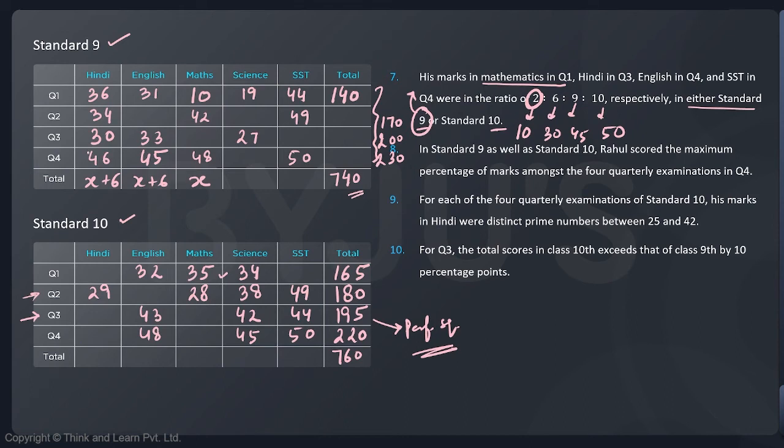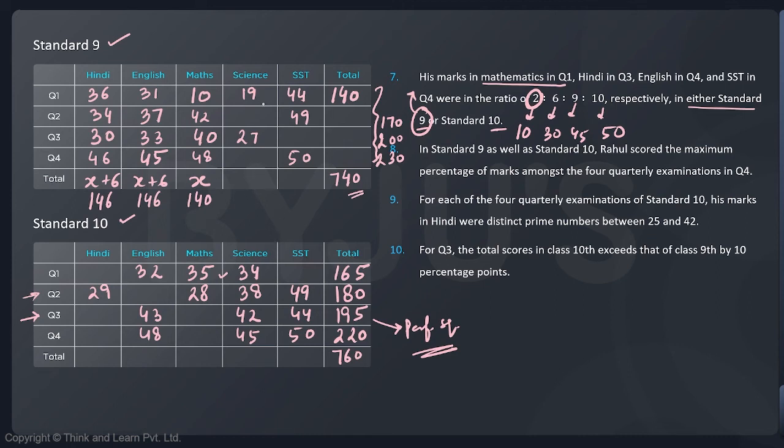Now, if we have all the figures, we can find out the total sum of Hindi. Let's calculate that. This comes out to be 146, right? X plus 6 is 146. So this also is 146. That means this is 140. From that, I can calculate this number. 31 plus 33 is 64. 64 plus 45 is equal to 109. 146 minus 109 will give me 37 here. Look at mathematics. 48 plus 42 is 90. 90 plus 10 is 100. So the remaining score is equal to 40.